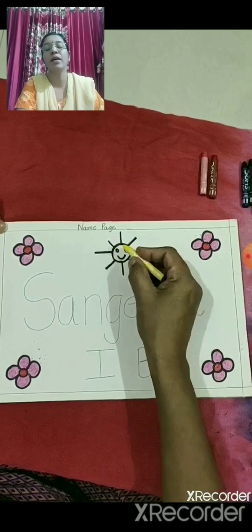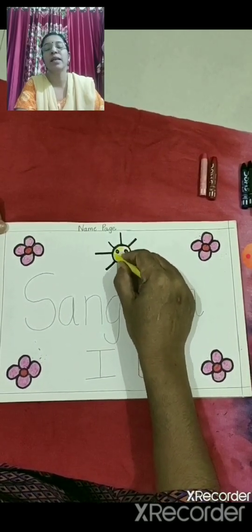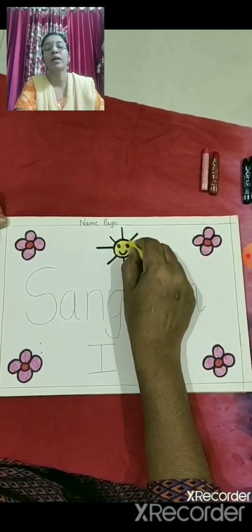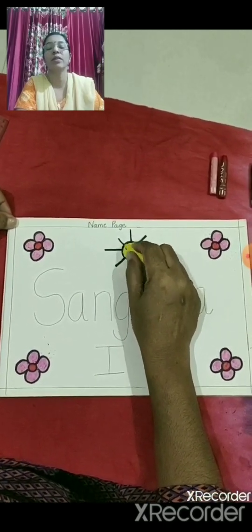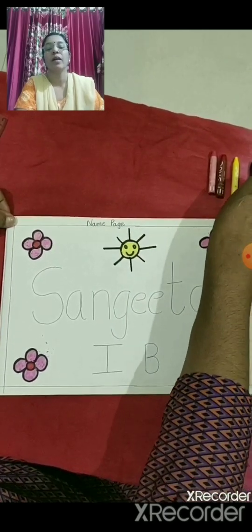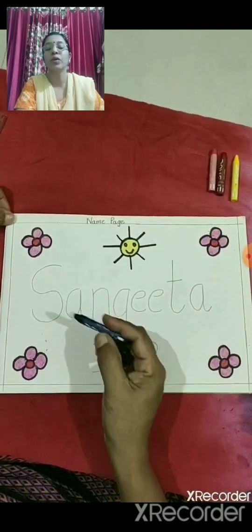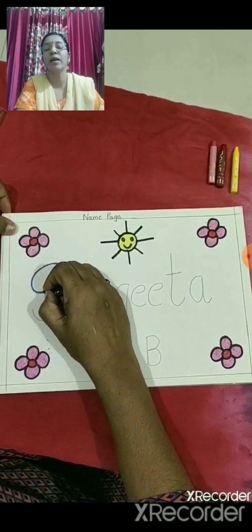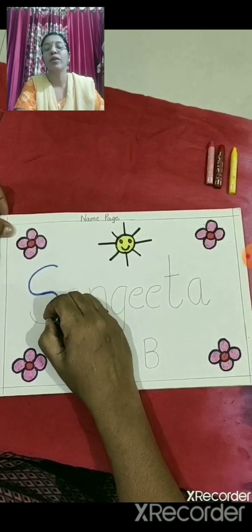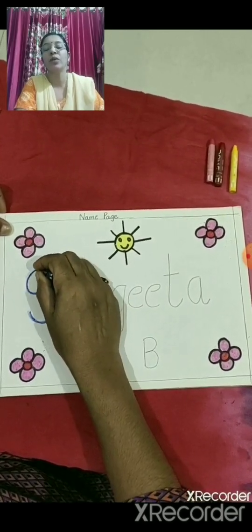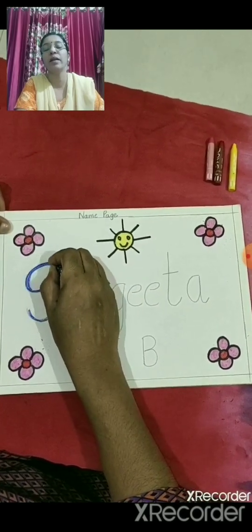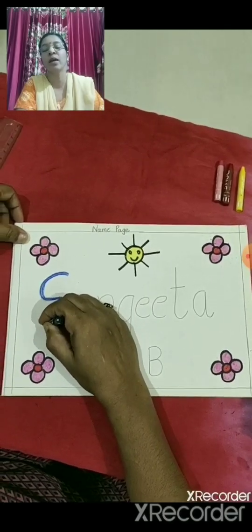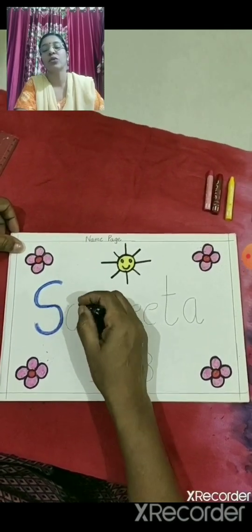I will be coloring the sun. Sun, I am going to give yellow color. Okay, so our sun is ready. Now we are going to color the name. Blue color I had taken. Okay, dark blue. So when you are coloring the name, you have to give the thick outline. Color it thickly. Should be thick outline. Don't give thin outline. And color it slowly.